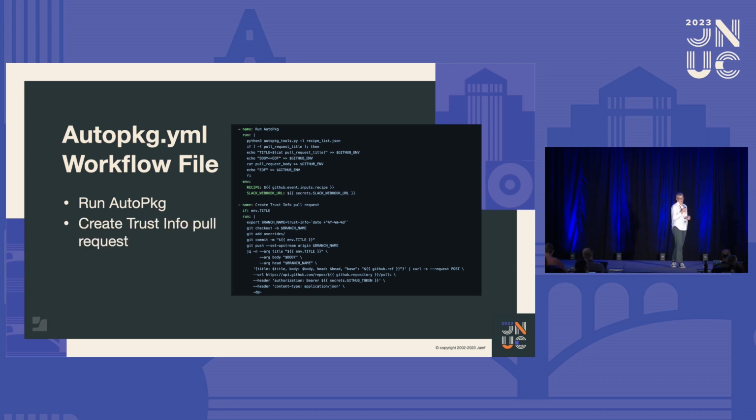And then the last step is to create the trust info pull request. And so this section takes the information that the Python script created and added to the GitHub environment variables. And it will upload that pull request to GitHub, and it will notify us in our Slack channels for the different environments if trust needs to be evaluated for a specific recipe. So that is the workflow file that we use. Like I said, you can get really complicated with it. You can keep it pretty simple, like we do in this workflow file.